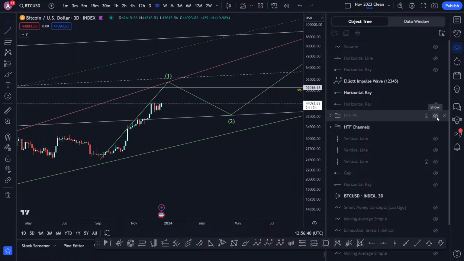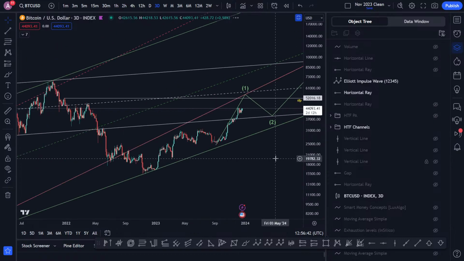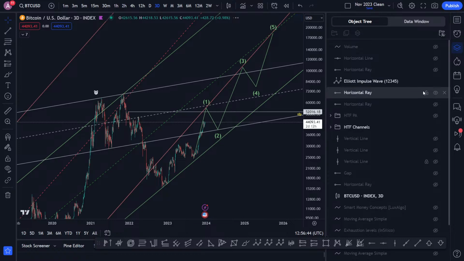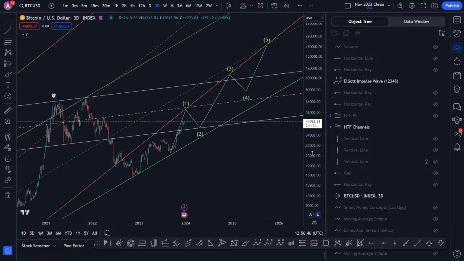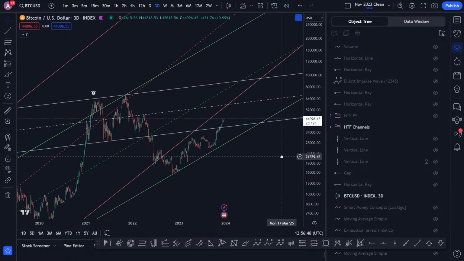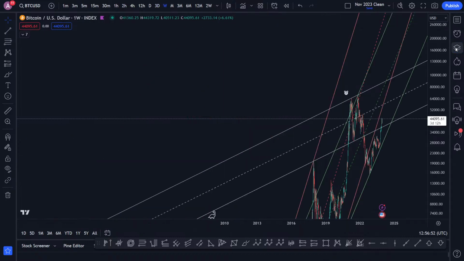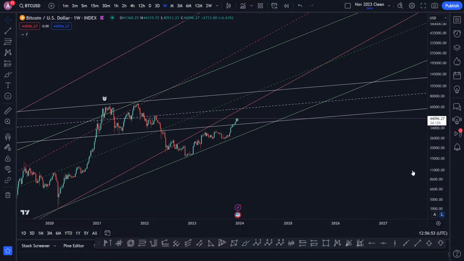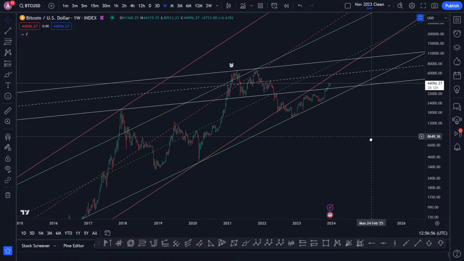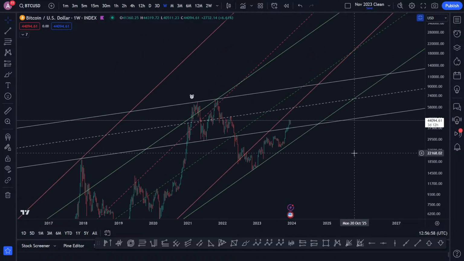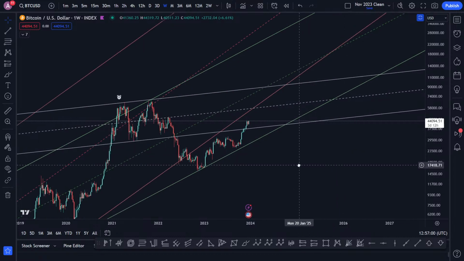There's a rhythm to the way the price moves with time. And then my main guide is these higher time frame channels. And obviously, let me get rid of the wave. Let me put it on the higher time frame. I've got these higher time frame log channels that I think the price is looking to kind of flow around.